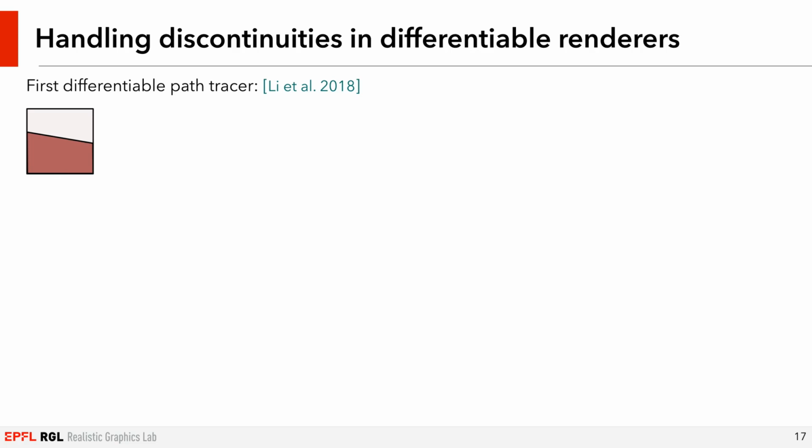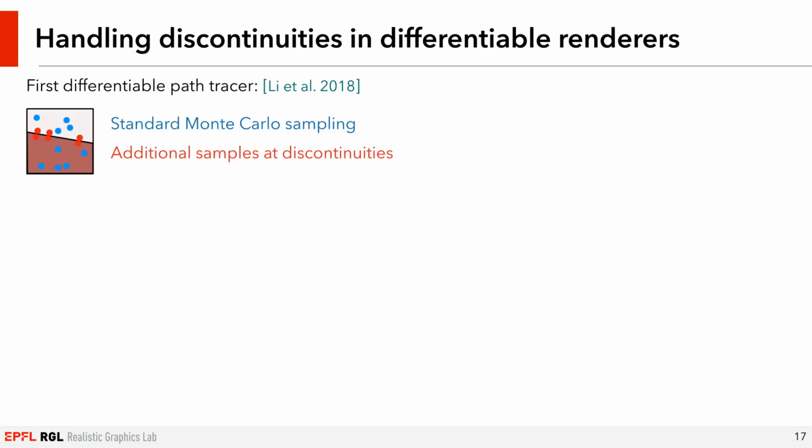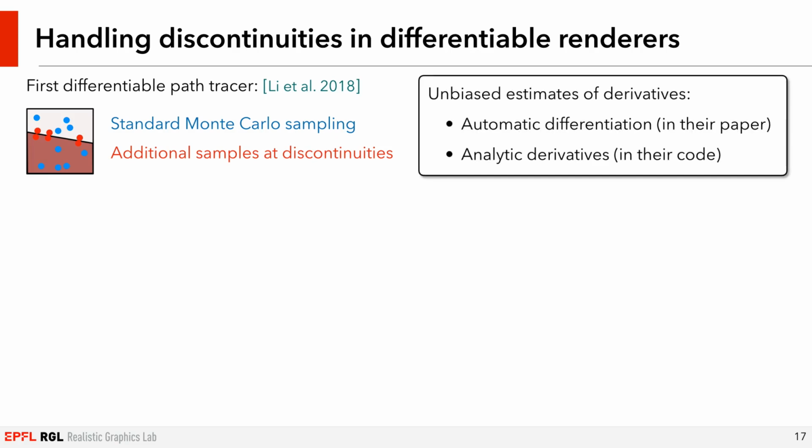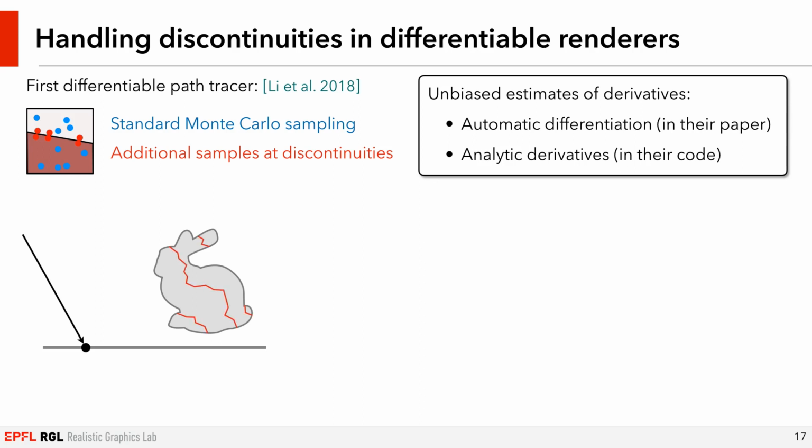The idea is to sample integrands using standard Monte Carlo samples, but also additional samples around the discontinuities. And they show in the paper that with these two types of samples, we can compute unbiased estimates of partial derivatives, either using automatic differentiation or analytic derivatives. But this technique requires sampling of discontinuities in all the integrands. For instance, for integrating the incident radiance at a shading point in the scene, we need to sample the silhouette edges that create discontinuities in the integrand.